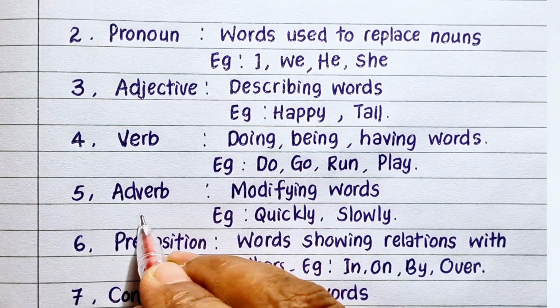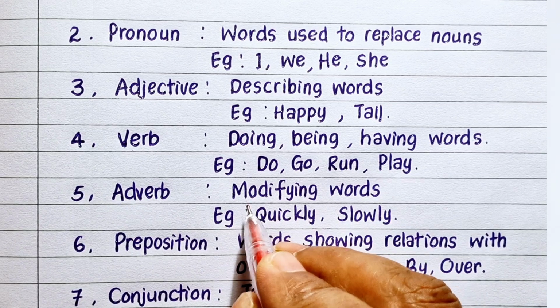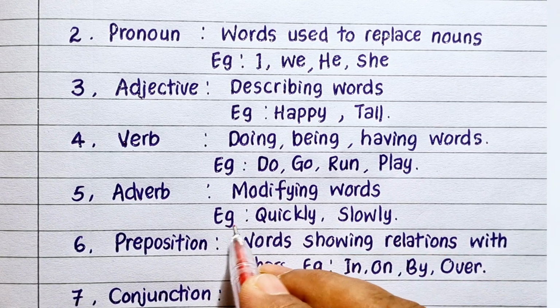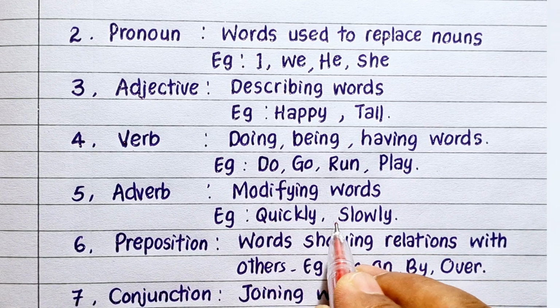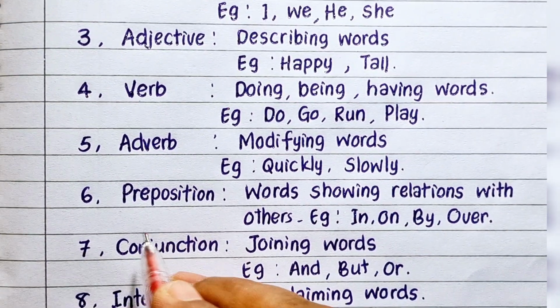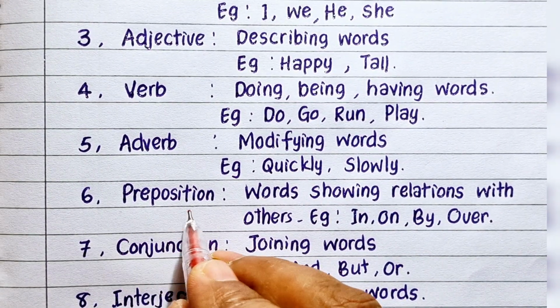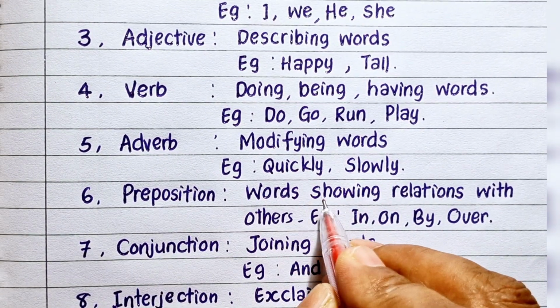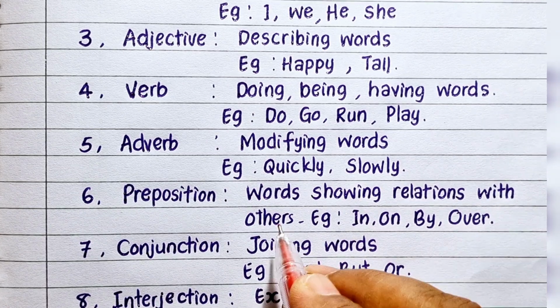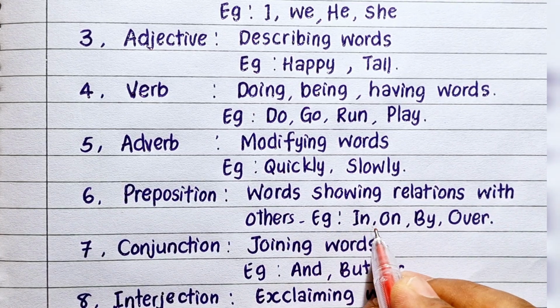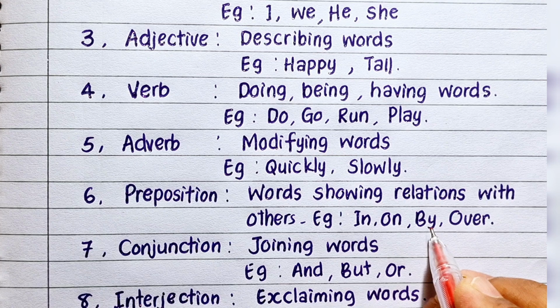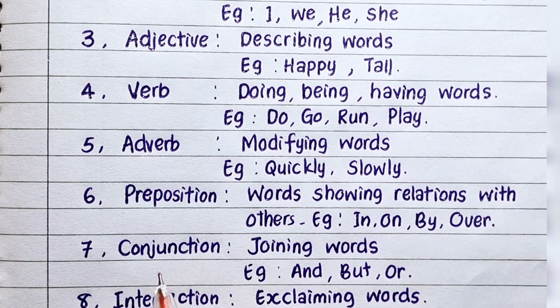Fifth one, adverb, that is modifying words. For example, quickly, slowly. Sixth one, preposition, that is words showing relations with the others. For example, in, on, by, over.